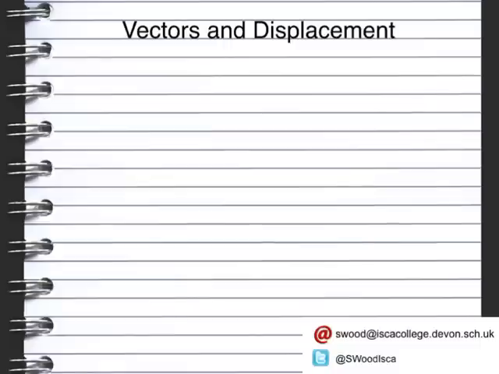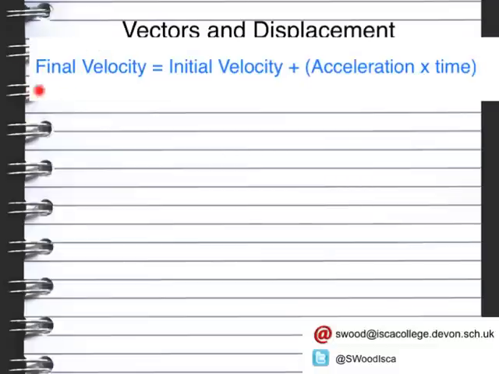Now, in terms of velocity and displacement, we can have a look at a couple of calculations. The first one we are going to look at is this one here, where we can calculate the final velocity if we know the initial velocity, the acceleration and the time. Now, we're going to introduce the symbols for these. You might be familiar with these already, where the final velocity is v, the initial velocity is u, acceleration is a, and lowercase t is time. As a side note, a capital T is temperature.